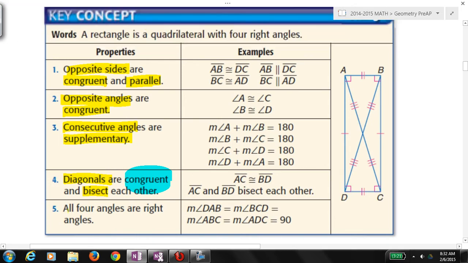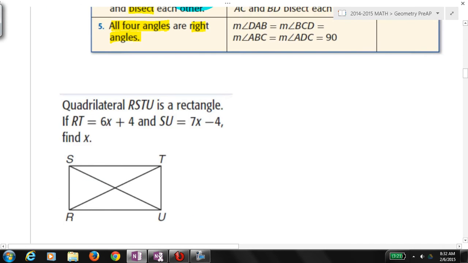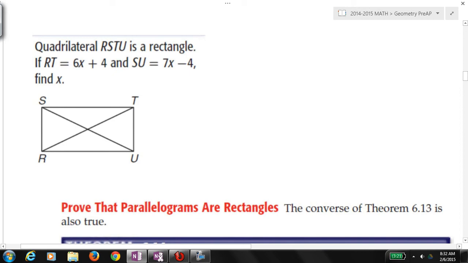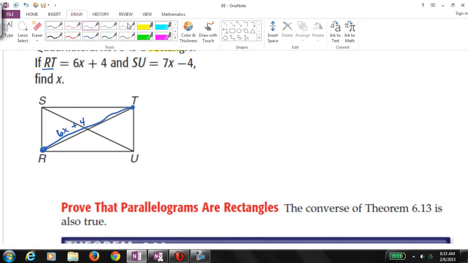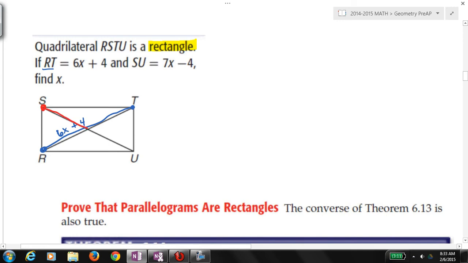Alright, and the last one here, again, definition of four right angles. Let's go ahead and look at an example here. Quadrilateral RSTU is a rectangle. Alright, so I know I'm going to have to use the properties of that, but let's go ahead and label this. R to T is 6x plus 4. S to U is 7x minus 4. I recognize that these two right here are diagonals, and the properties of rectangles.